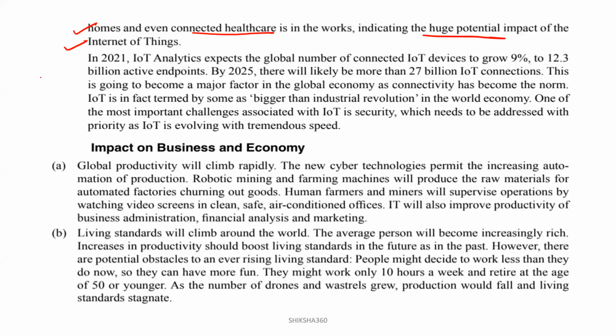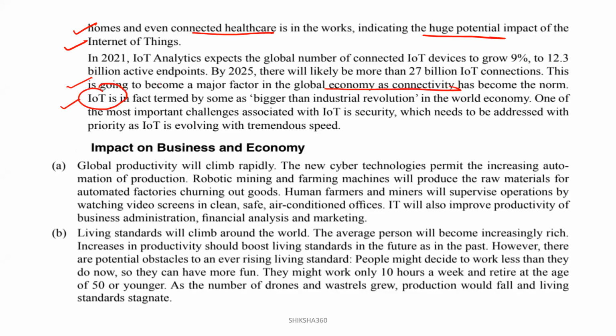In 2021, IoT Analytics expects the global number of connected IoT devices to grow by 9% to 12.3 billion active endpoints. By 2025, it is likely to more than double to 27 billion IoT connections. This is going to become a major factor in the global economy as connectivity has become the norm.